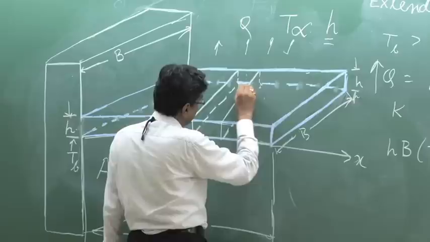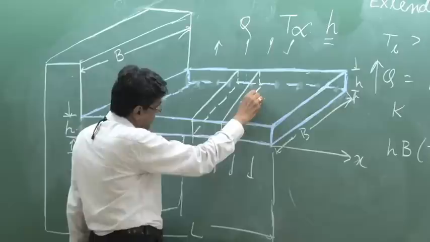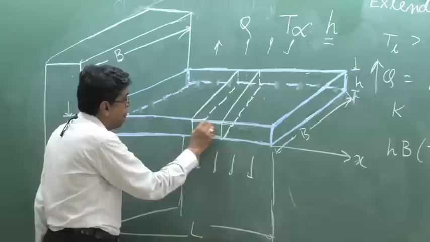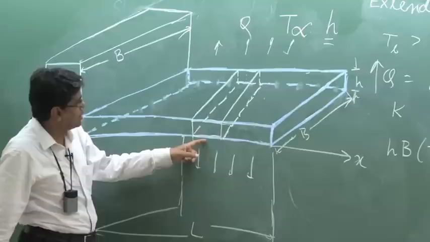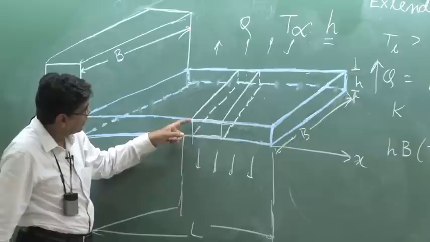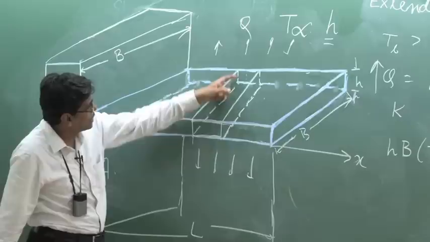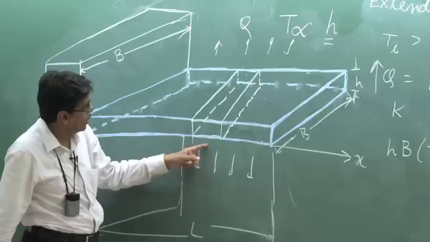That means I think you can see it. These lateral surfaces, one is the top surface, another is the bottom surface. That means delta x into B, top and bottom. Then this surface, delta x into H. So you see there are four surfaces from which it transfers heat by convection.